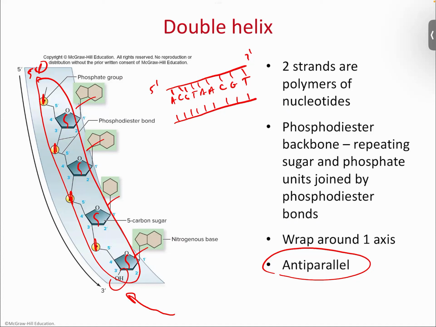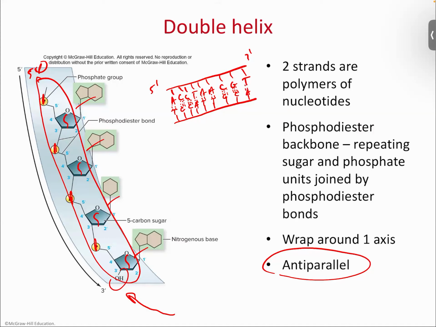Okay, so what goes with A? T, right? And you use 2 hydrogen bonds with that one, right? What goes with C? G. And there's 3 hydrogen bonds there. And G goes with C, right? So there's 3 hydrogen bonds there. T goes with A with 2 hydrogen bonds. A goes with T with 2 hydrogen bonds. Of course, there's another T there, right? With 2 hydrogen bonds. C goes with G with 3 hydrogen bonds. G goes with C, 3 hydrogen bonds. T goes with A with 2 hydrogen bonds.